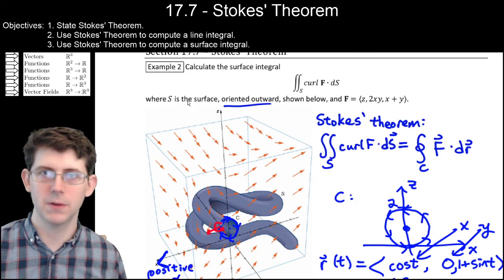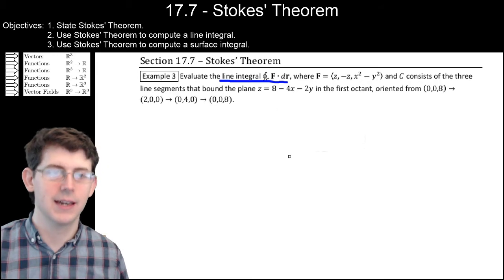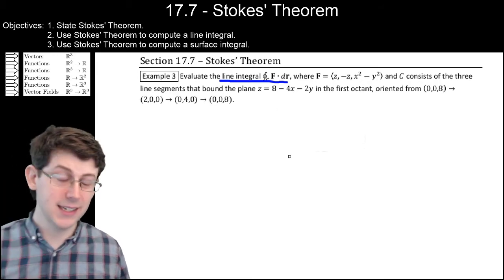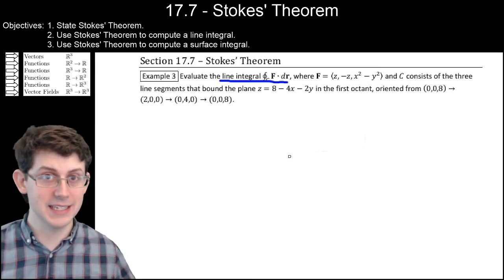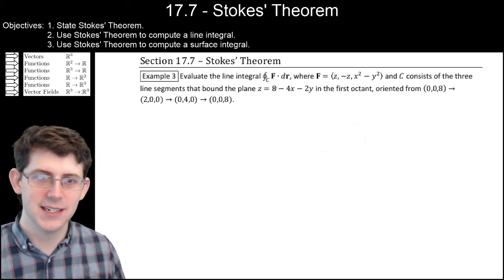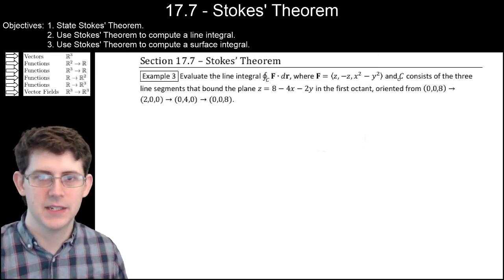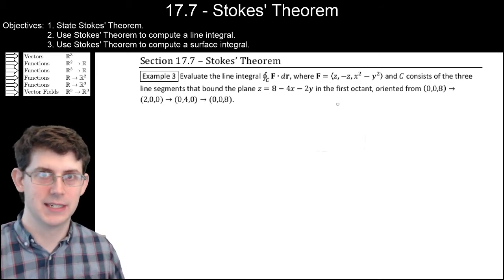Okay, let's do one more where we go in the opposite direction, where the question wants us to find a line integral, and we will say, actually in this case, the surface integral would be easier. So we want to know the circulation around a curve, and here is our vector field. C is made of 3 line segments.